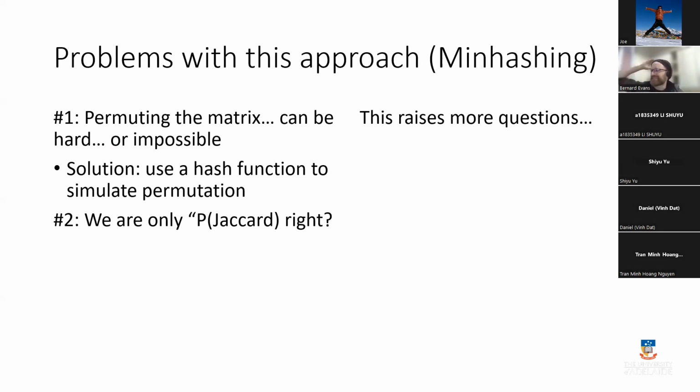By the end of this lecture, you'll be like, wait, how many hashes are involved in this? The other problem is that we're only approximating the Jaccard similarity. Okay, so that's not very good.